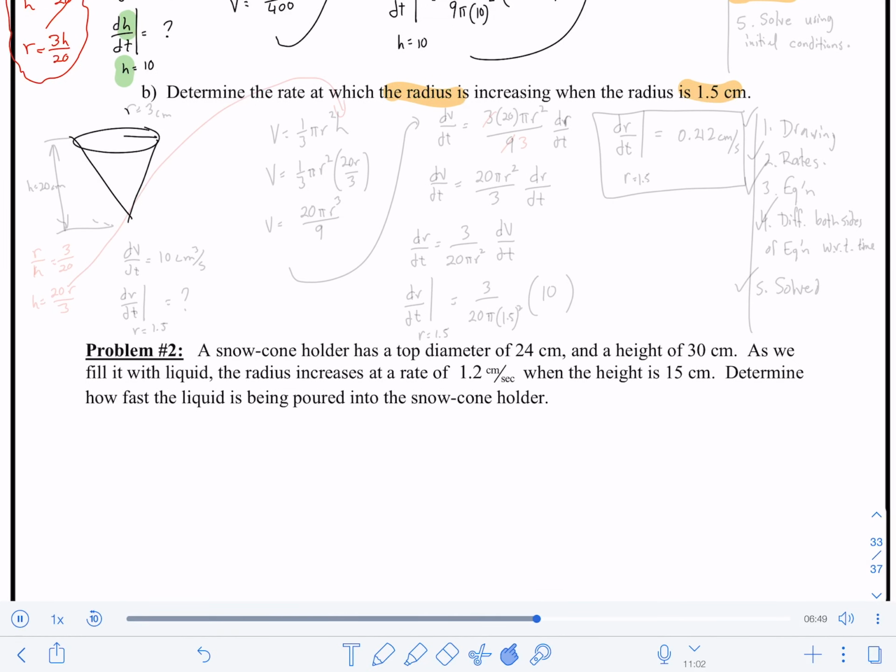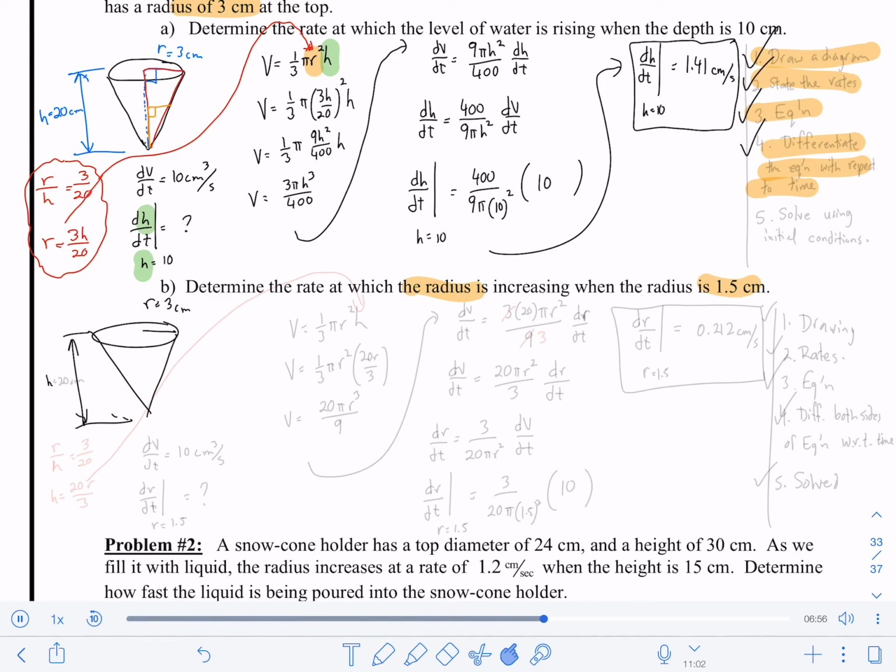same radius, same height. Height equals 20. And so this time, same dV/dt. This time we're trying to find the dr/dt when the radius is 1.5 centimeters. And that's what we don't know.